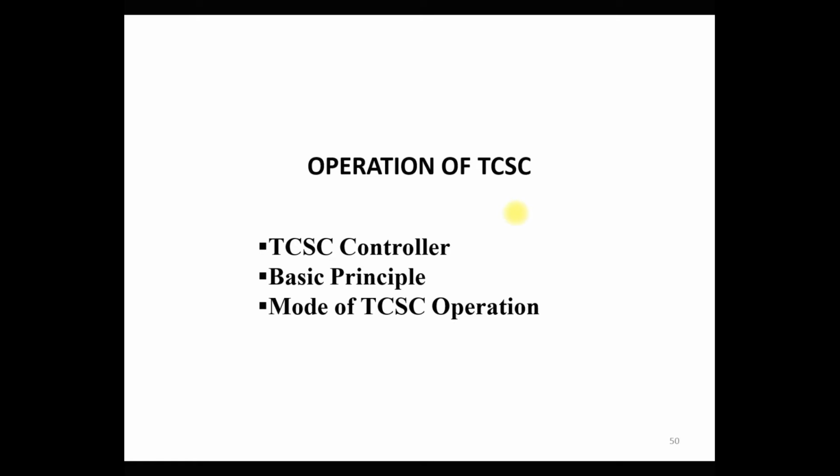Just like the SVC and STATCOM, this TCSC also improves the transient stability of the system. Another function of the TCSC is to damp out system oscillations, power oscillations, during fault conditions. So this is the main requirement of the TCSC in the power system. We first understand the basic principle of this TCSC FACTS device and then the different modes of operation.